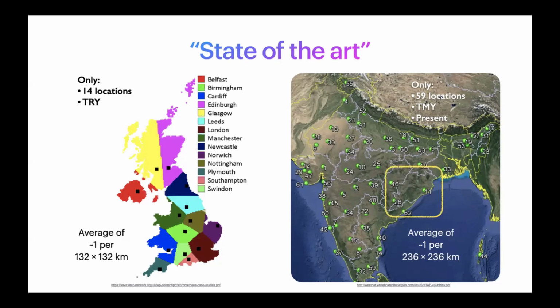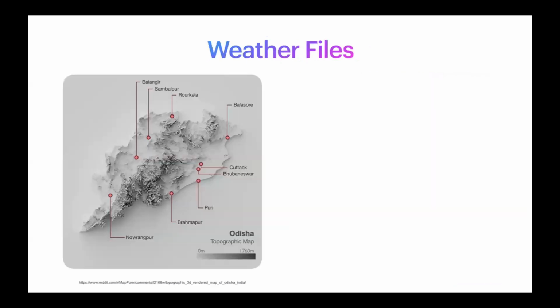So, just to zoom in there on the right-hand side, this particular part of India, just to illustrate the problem that can occur. So this is the eastern state of Odisha, and that's a topographical map there on the left. And the only weather file for this is a coastal weather file for the city of Bhubaneswar, which is one of the red dots there.